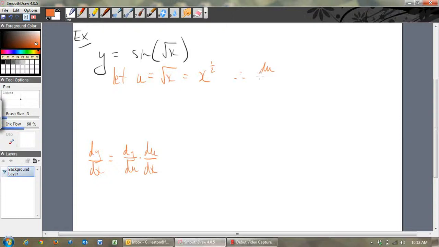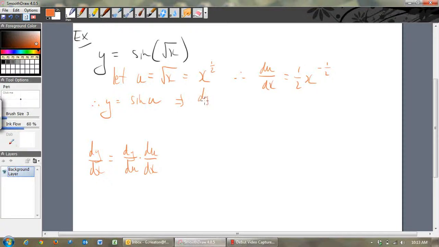Therefore, the derivative of u with respect to x, we want to take the derivative of this. What is the derivative of that? The half comes down the front. You write the x, and then for that half you subtract 1, so you get negative half. And so that is our derivative there. Fantastic. Now, y is equal to sine root x, and we've let u be equal to that. So therefore, y is equal to sine u.